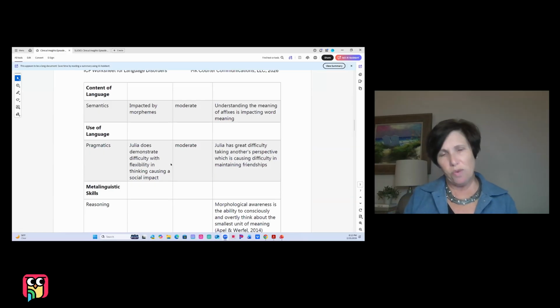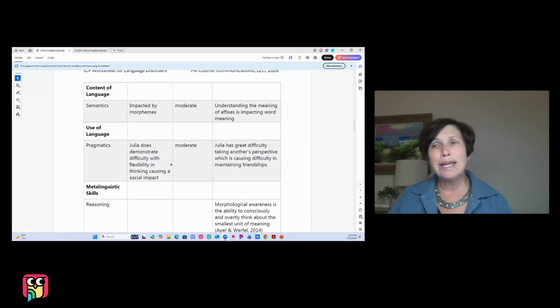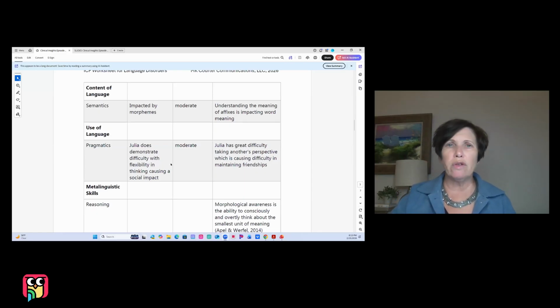Pragmatics, nothing to do with morphology, but with that diagnosis of developmental language disorder, we're still seeing some of those executive function areas that are causing difficulty, such as flexibility in thinking. So that ability to see something somebody else's way, that ability to really think through somebody else's perspective. And Julia does continue to show that. Again, not part of what's going on with us this evening, but just a broader picture of who she is as a student with developmental language disorder.